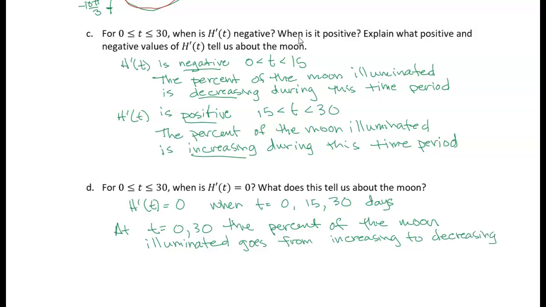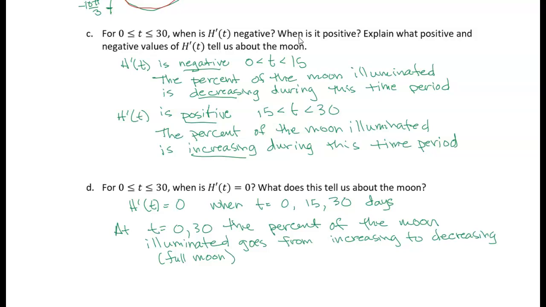Okay, so if you think about it, the problem said that on July 7th, which was our time t equals 0, we had a full moon, right? So it makes sense that prior to that full moon, the illumination was increasing, and after the full moon, the illumination is decreasing. So this corresponds to a full moon. These are the periods where we're going to get the full moon.